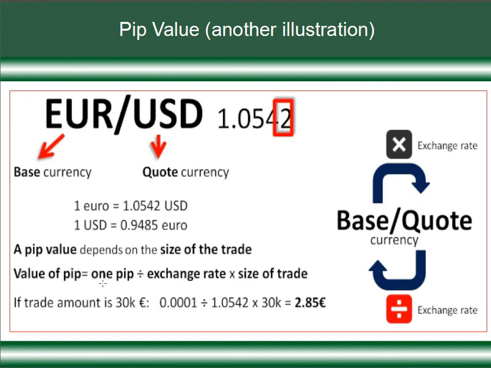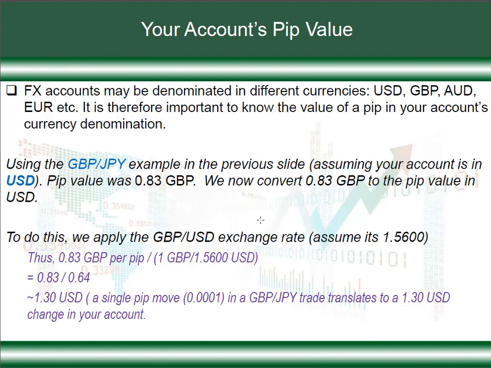So the formula given here is 1 pip. Because this is a 4-digit quotation, we have 0.0001, 4 digits, okay? Divided by exchange rate, which is 1.0542, multiplied by the number of units you bought, 30,000 units. In this case, you end up with 2.85 euros. That's how you do it.